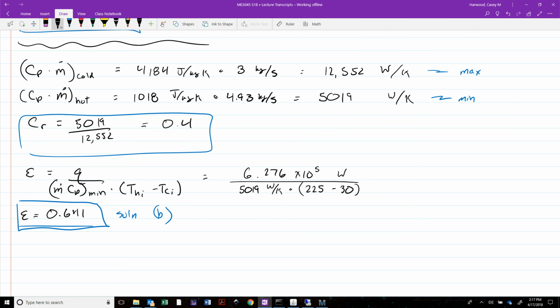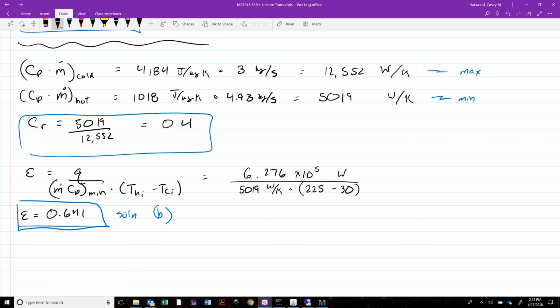Okay, so next up, we're going to turn to table 11.4 in the book. I recommend you get your book out in front of you, find table 11.4. It's in section 11.4 as well. And it should be titled Heat Exchanger NTU Relations.